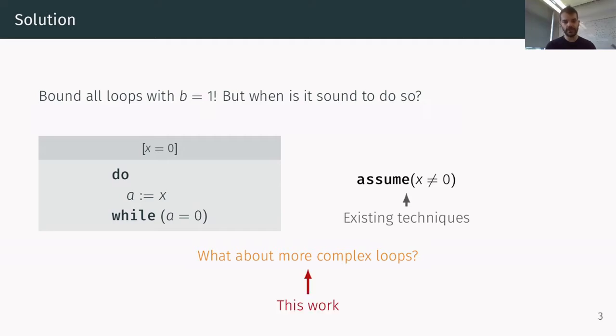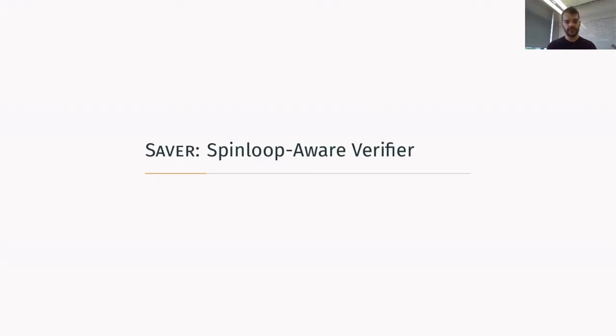And actually, this is where we come in. This is what this work is about. In this talk, I'll present to you Saver, which is a Spinloop-Aware Verifier. This is our extension to DPOR that automatically locates loops that can be bounded using a bound of 1 in a sound manner.